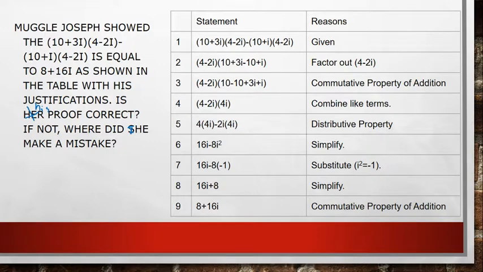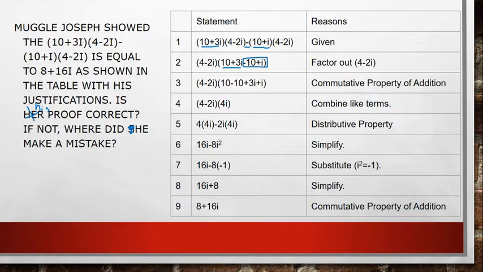So let's take a look. We start out with the given, which is 10 plus 3i times 4 minus 2i minus 10 plus i times 4 minus 2i. Then his reason for step 2 is that he factors out 4 minus 2i. So let's see if he factors that out properly. If he factors it out properly, we should still have our 10 plus 3i, which we have, minus the quantity 10 plus i in parentheses. Well, he put the minus, but he didn't put the 10 plus i in parentheses.